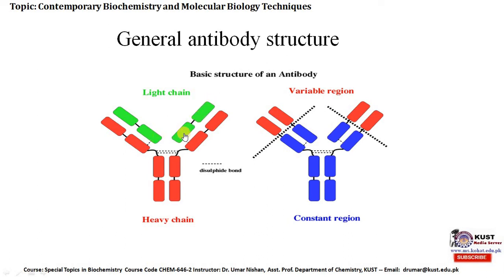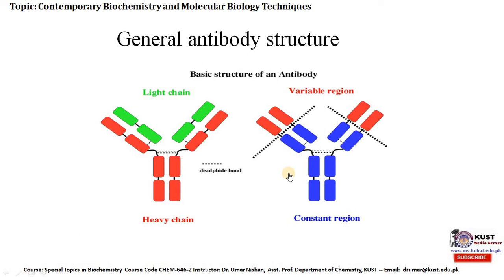And these two chains are also linked with each other through the disulfide bond. There are different disulfide bonds that are present, and thus this is an antibody connected through disulfide bonds, consisting of a light chain in the green color and a heavy chain in the red color.